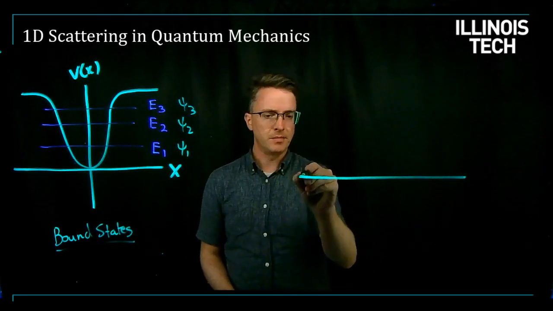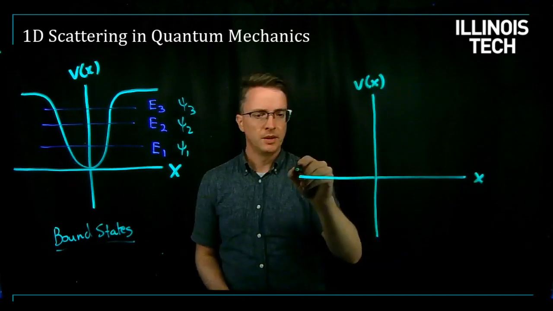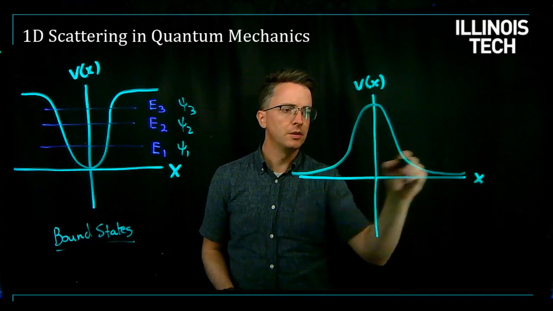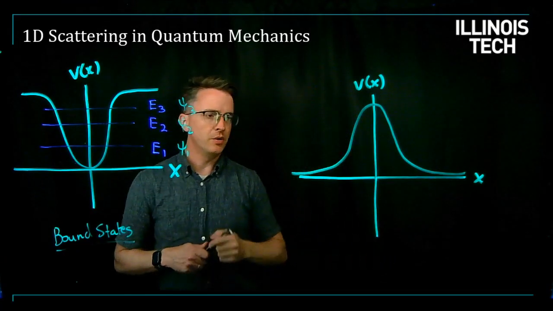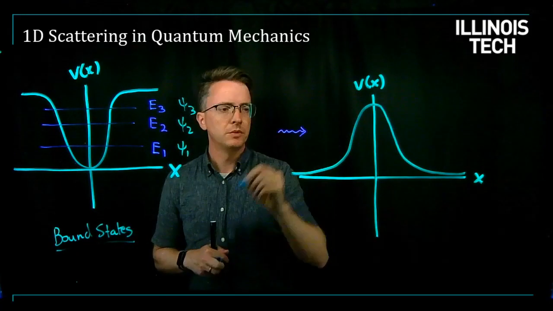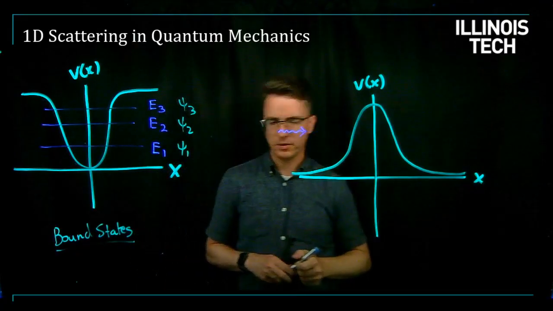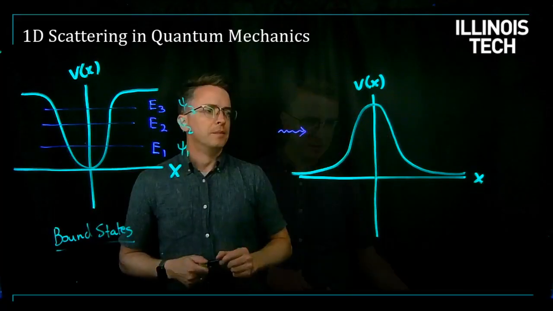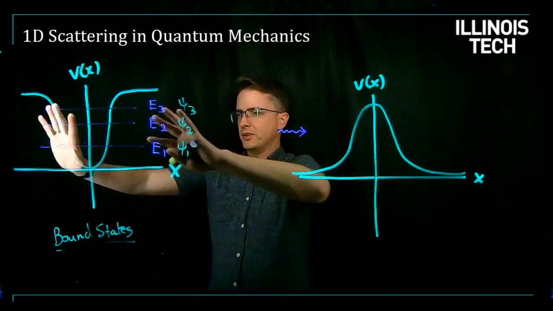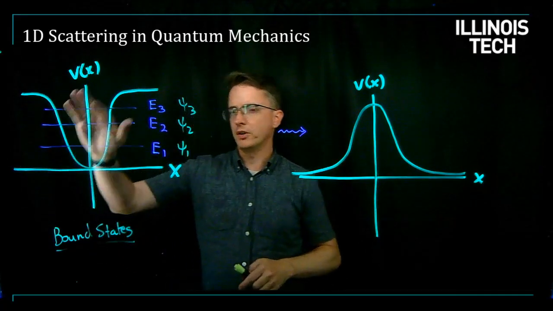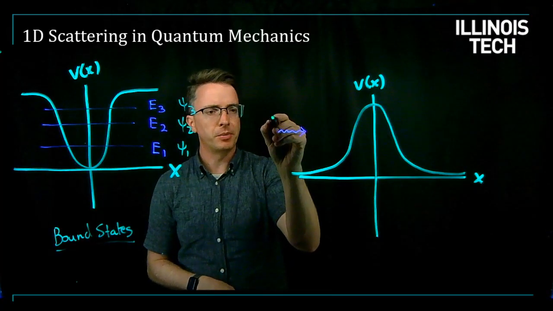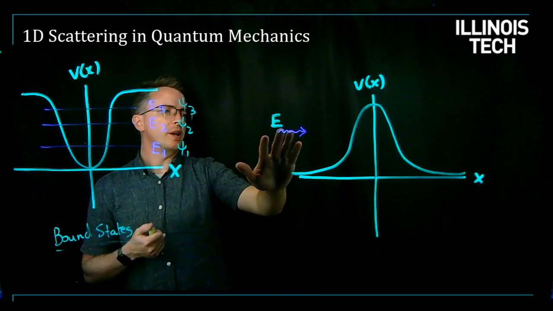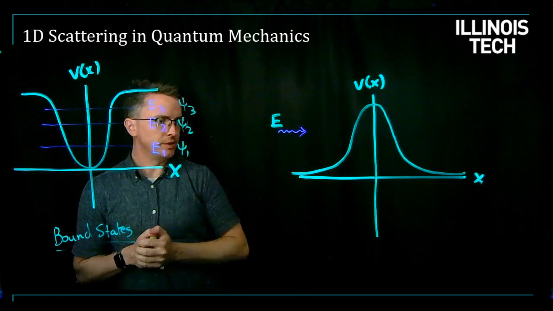If you have some potential and it has some hill, maybe something like this, the idea is now that I shoot a particle towards this hill and I want to know what happens when it encounters this. So it's a different class of problems. I'm not interested in knowing what energies are allowed. Basically, I give this particle some energy, so I know the energy. What I want to know is what happens to it when it encounters this.